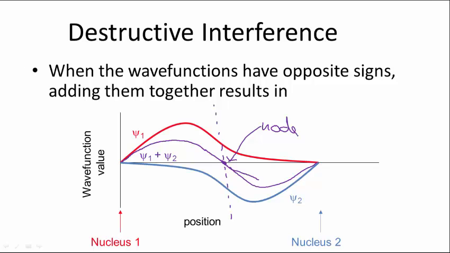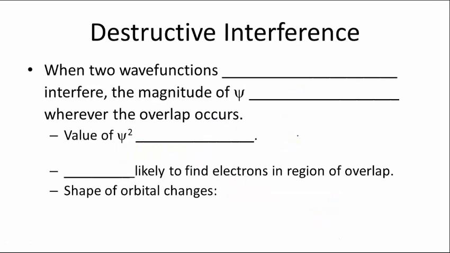Everyone likes a little graphic there. The two individual wave functions falling away. All right, so for destructive interference, when wave functions destructively interfere, what happened to the magnitude of psi? It decreases. And when the magnitude of psi decreases, what happens to the value of psi squared? It also decreases.